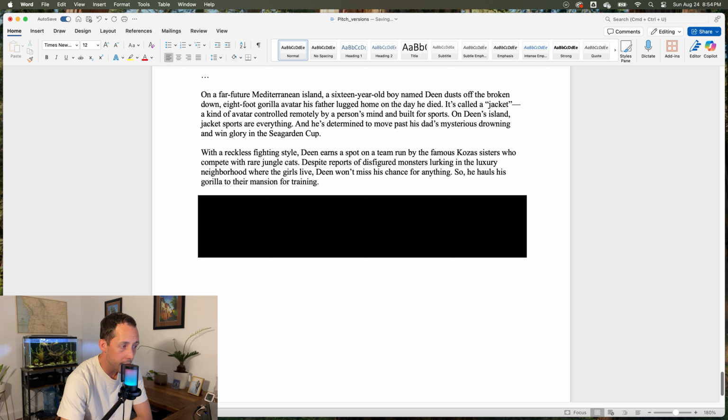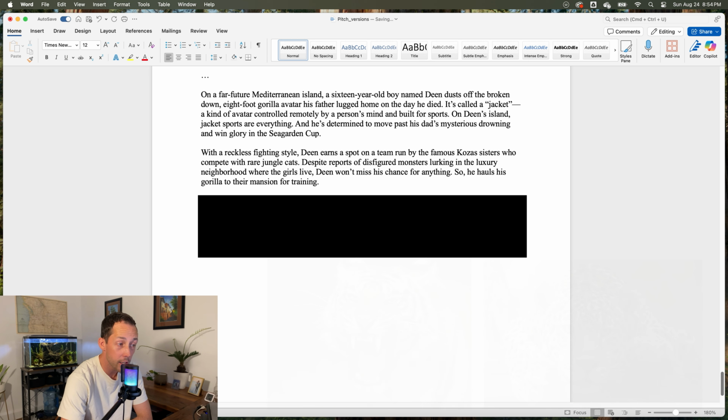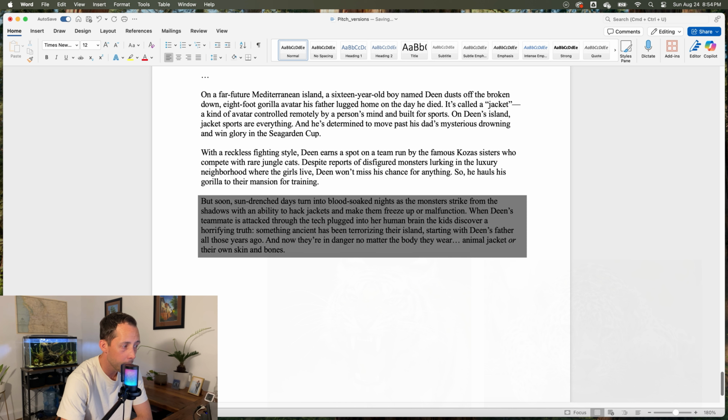With a reckless fighting style, Deen earns a spot on a team run by the famous Kaza sisters who compete with rare jungle cats. Despite reports of disfigured monsters lurking in the luxury neighborhood where the girls live, Deen won't miss his chance for anything. So he hauls his gorilla to their mansion for training.